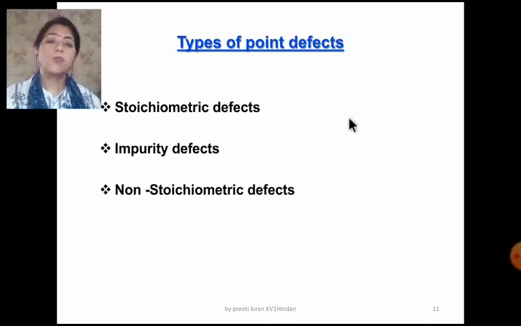The types of point defects. We will study in detail about the point defects. The point defects are of three types: the stoichiometric defects, the impurity defects, and the non-stoichiometric defects.